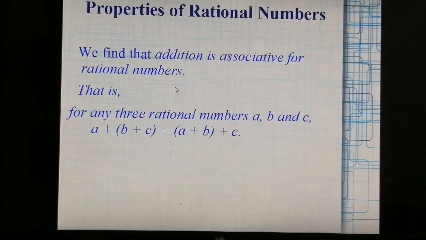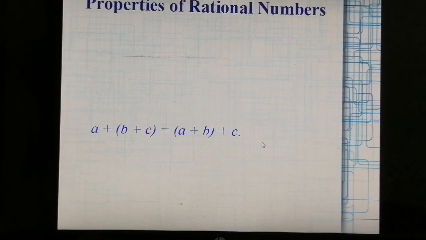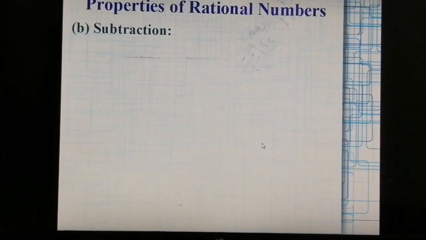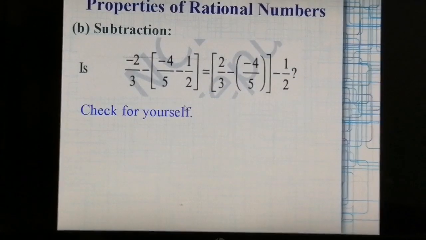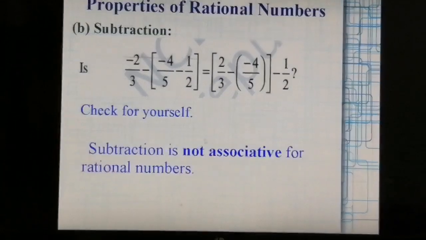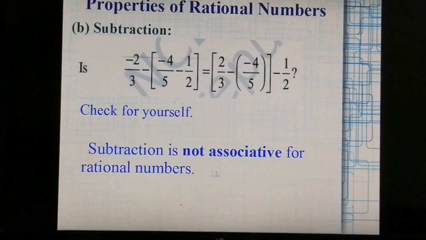That is, for any three rational numbers a, b and c, a plus in the bracket b plus c bracket close is equal to in the bracket a plus b bracket close plus c. Now for subtraction, is left hand side equal to right hand side? Check it for yourself. Subtraction is not associative for rational numbers.